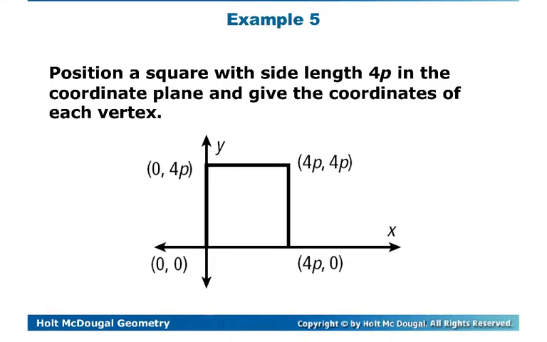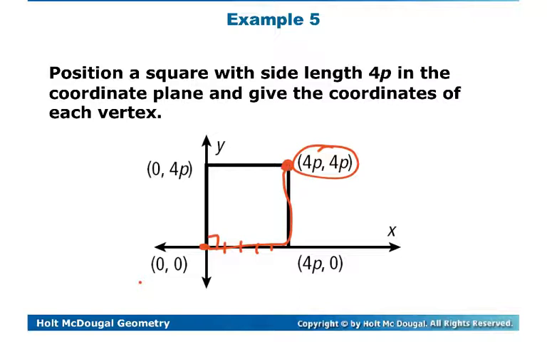In this next example, we're positioning a square with side lengths of 4p. Maybe they're going to end up talking about breaking it up into p pieces, whatever it happens to be. But again, if it's a square, to go over 4p and up 4p, you'd be at that corner. We also know we can position it at 0, 0 because we have a 90 degree angle in every square.